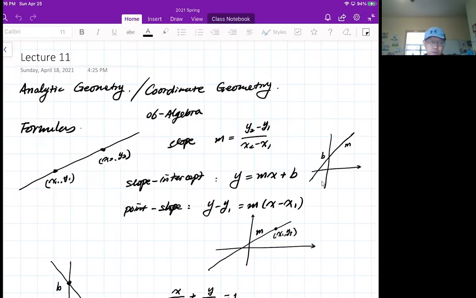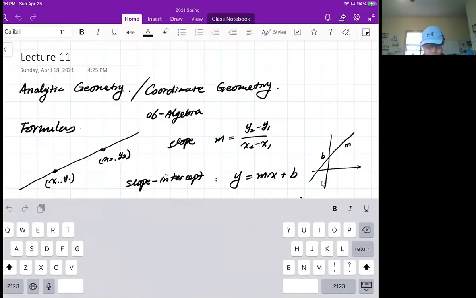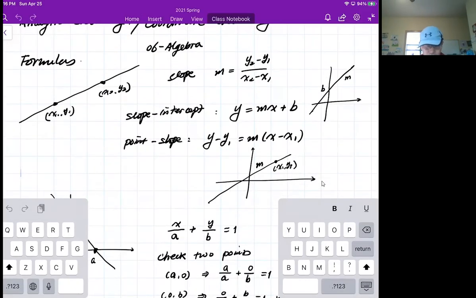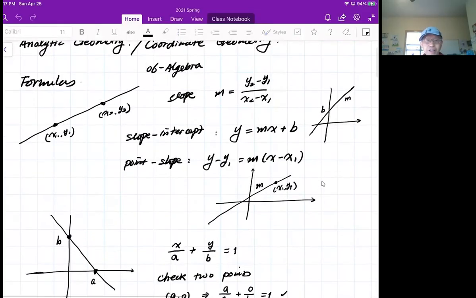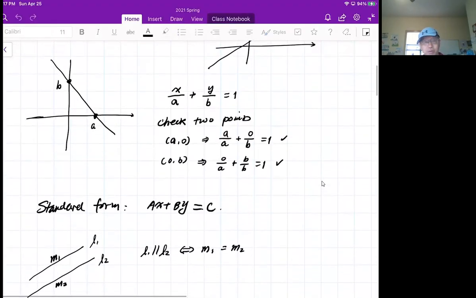For every two points, you can figure out the slope, and then use the slope to get the equation of the line. So we can get the following. The first one is the slope-intercept and point-slope formula. And the other one: suppose we get the x-intercept and y-intercept, how do I get the equation fast? It's x over a plus y over b equals 1.